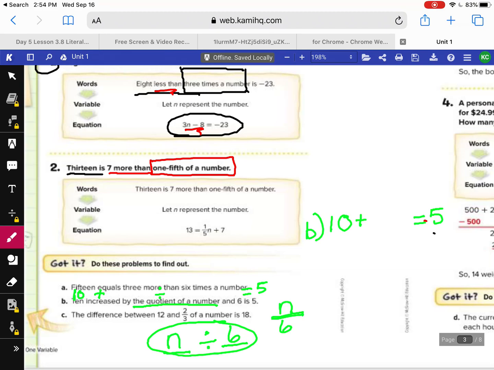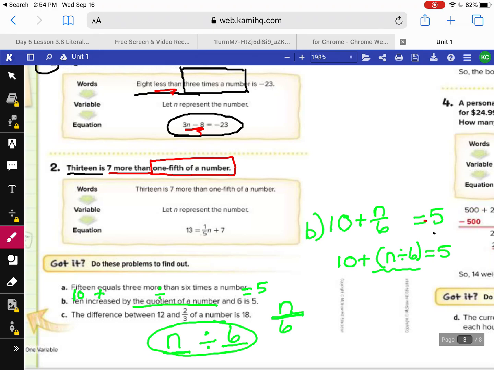We can write this in 2 ways. I can say 10 plus n divided by 6 equals 5. I may also choose to do 10 plus, and I'm going to put my parentheses just because I'd like to see how this term is connected, and it equals 5. Now, do we need the parentheses? No, right? We really don't need it because order of operations would tell me to do division first, but it's not going to hurt for you to look and think about that division problem within the context of the question.